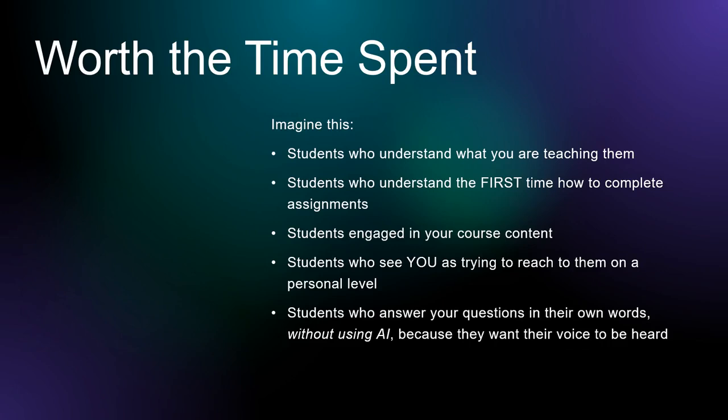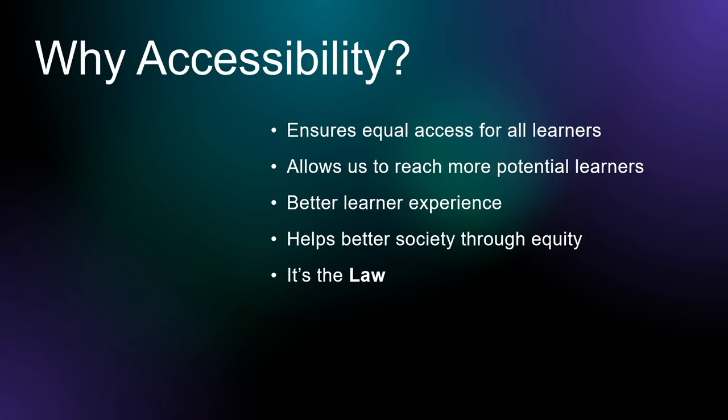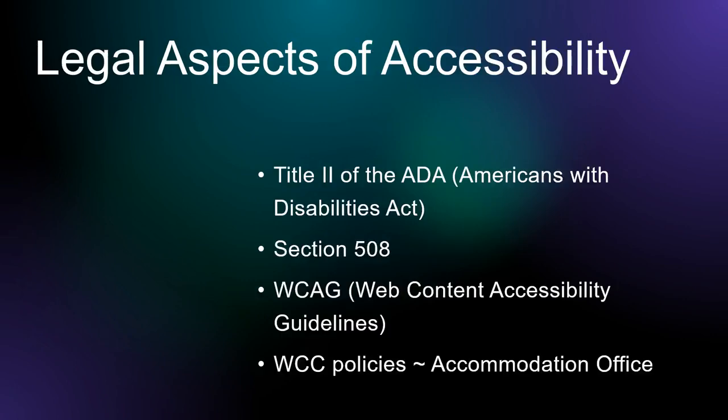Now, why accessibility? Accessibility ensures equal access for all learners, so all learners can access that content. It also allows us to reach more potential learners, learners who previously might not have been able to get the education we're giving them. It's also a better learning experience for everyone, and it helps better society through equity. Also, it's the law. So let's look into those legal aspects.